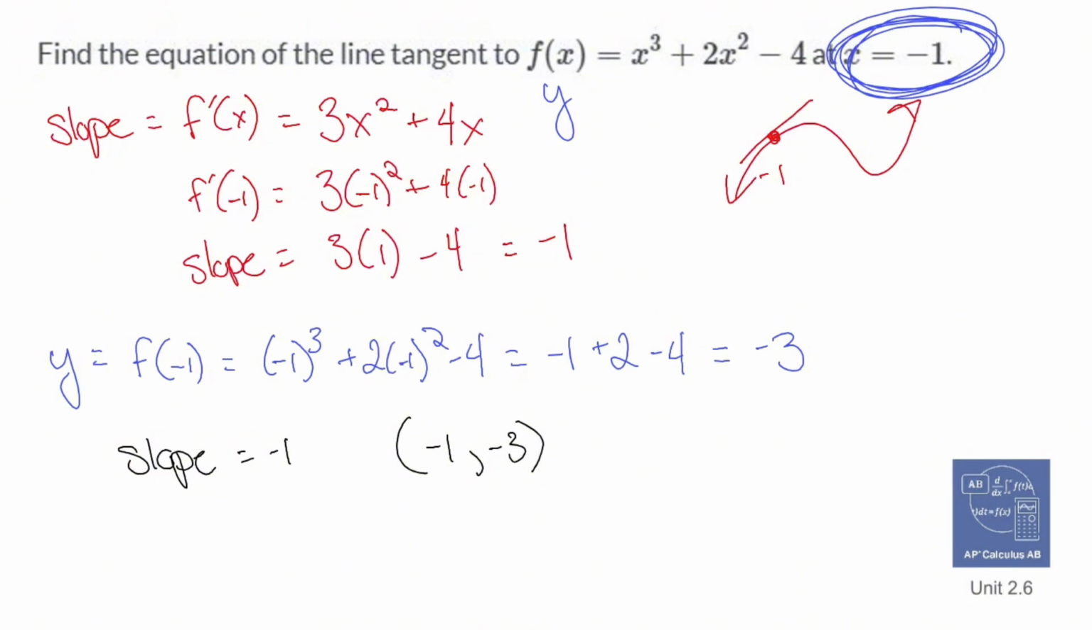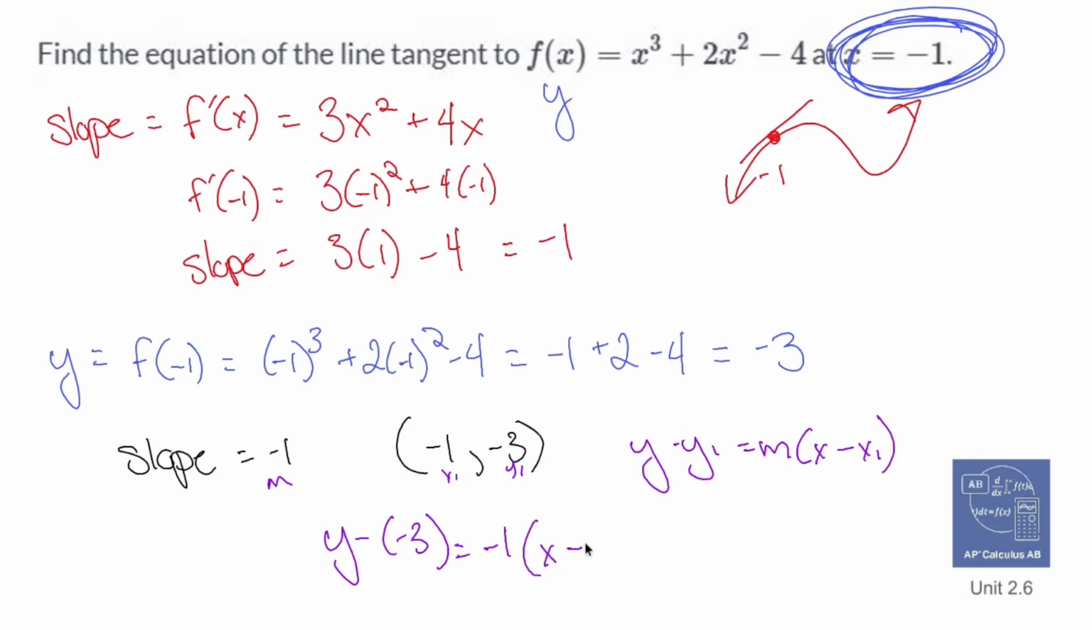I'm going to use point slope form, y minus y sub 1 equals m times the quantity x minus x sub 1, to build my equation. All right, so y sub 1 would be -3, x sub 1 would be -1, m would be -1. y minus -3 equals m, which is -1, times the quantity x minus x sub 1, which is -1.